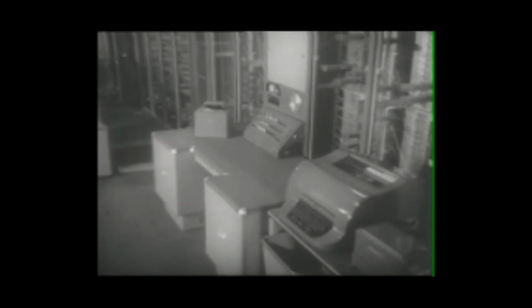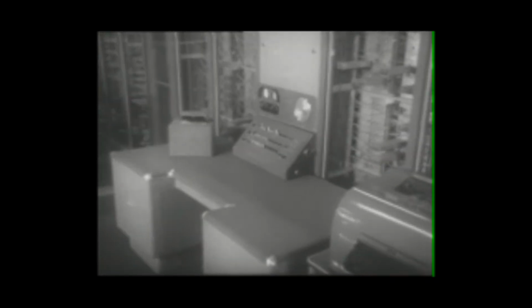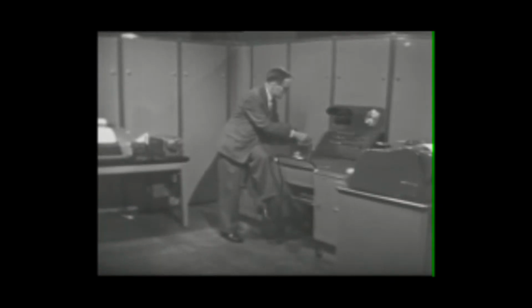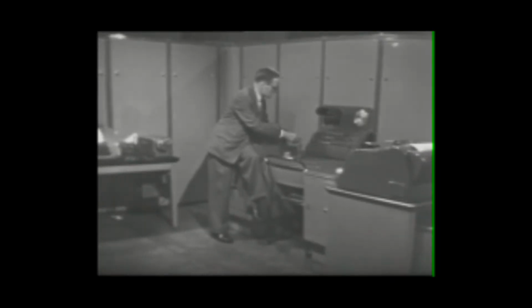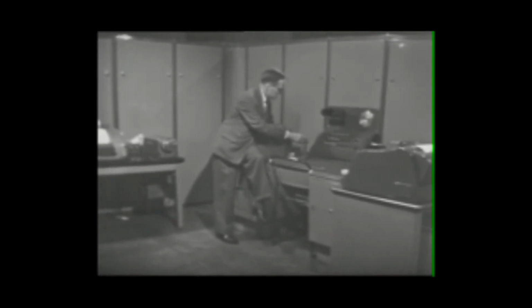This is the control desk of a machine like the one we have in the university. And I think we might now go back to the university to meet Dr. Kilburn, who is the reader in electronics and who is in charge of the computing machine work in this department.